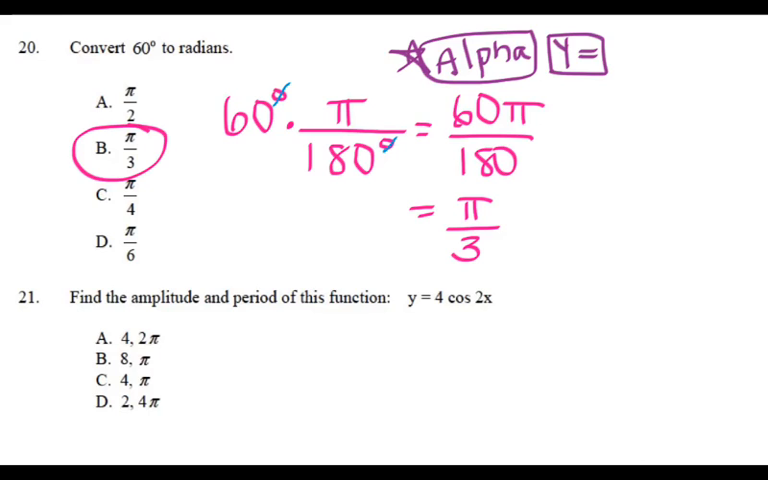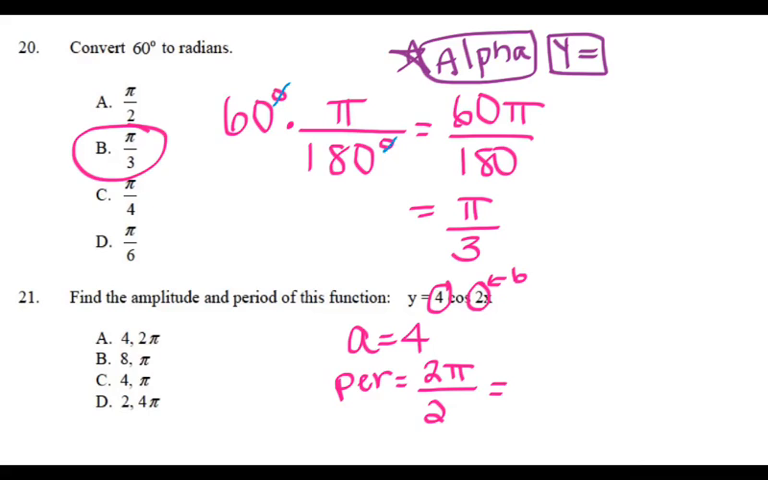Amplitude and period of this function. So again, amplitude is what's in front of your trig function. So amplitude is 4. Period is 2 pi divided by b. There's your b. So 2 pi divided by 2 is just going to give you pi. So amplitude is 4, period is pi. So your correct answer is C.